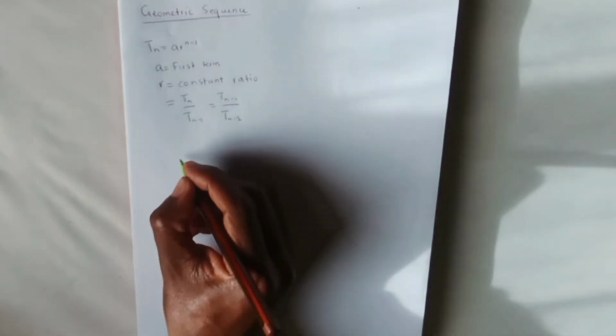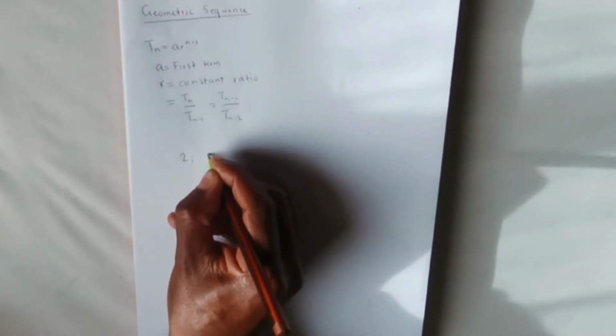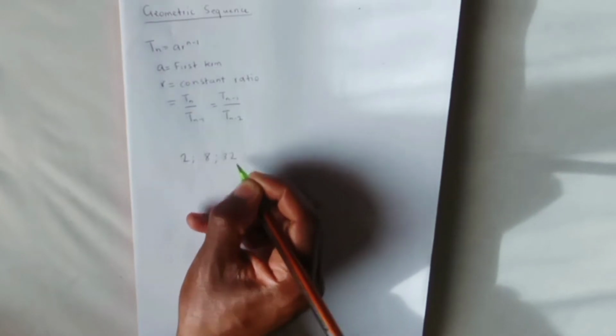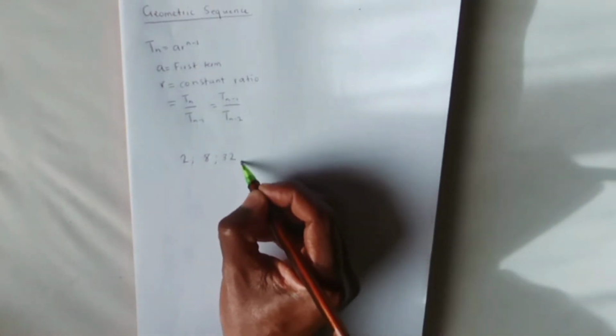Interesting to note that the geometric sequence is also known as the exponential sequence. Without any surprise, you will find that we will use some exponential laws to decipher some of the problems. So let's start by demonstrating with an example. I'm going to take the following sequence: 2, 8, 32, and then it continues until wherever.